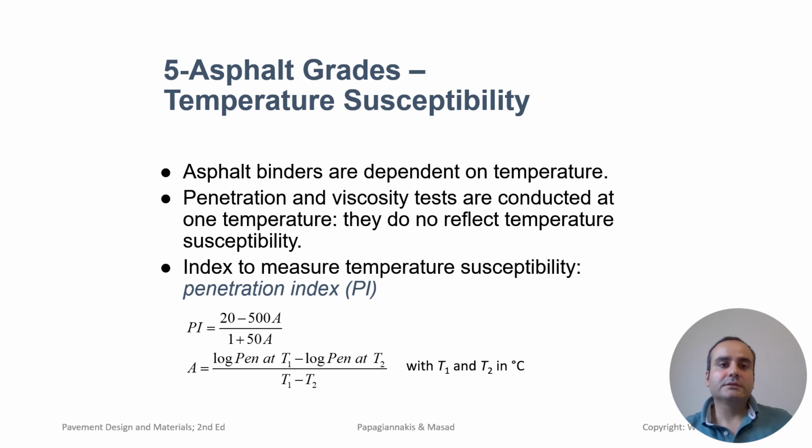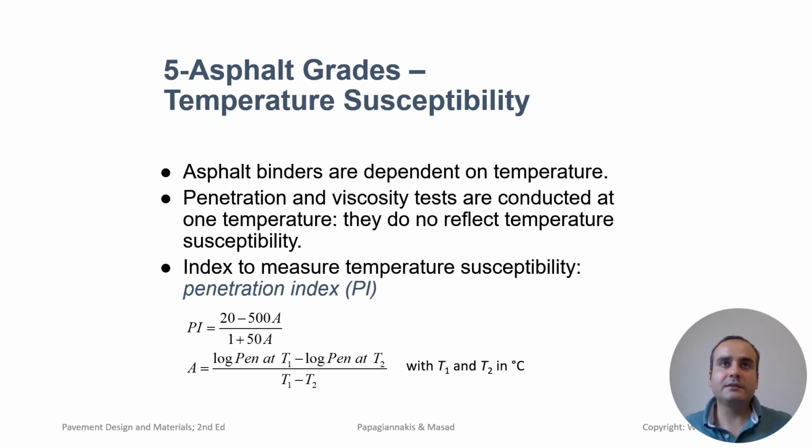The other technique to improve the temperature susceptibility of the binder is to use blended binders. In some cases, binders from different sources or with different properties can be blended to create a material with lower temperature susceptibility. This allows for better performance in regions with extreme temperature fluctuations.